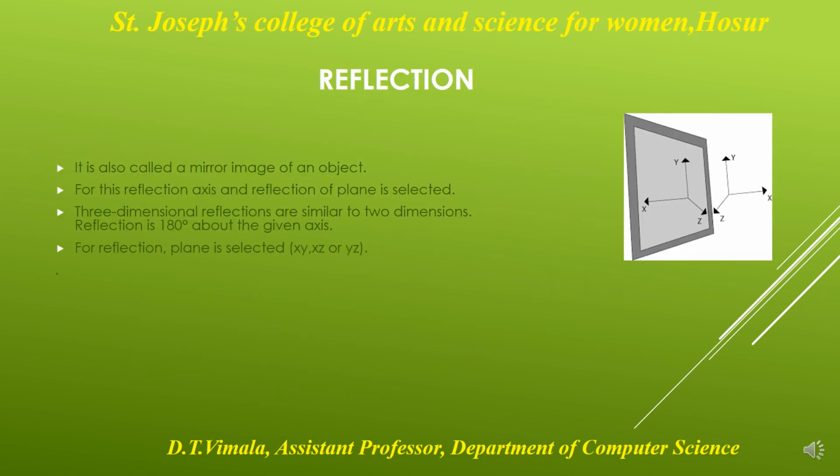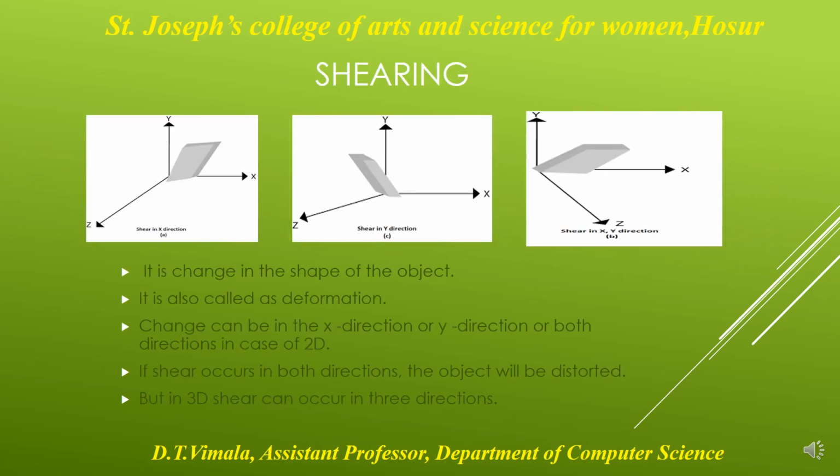Next, reflection. Reflection is also called the mirror image of an object. For this, the reflection axis and the reflection plane are selected. Three-dimensional reflections are similar to two-dimensional ones. Reflection is 180 degrees about the given axis.